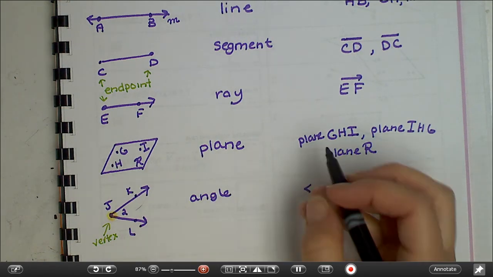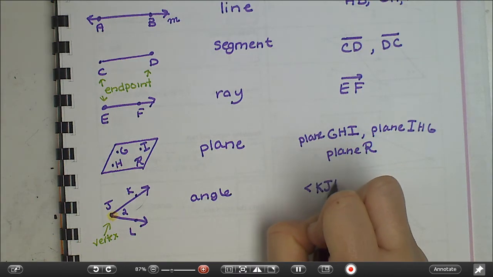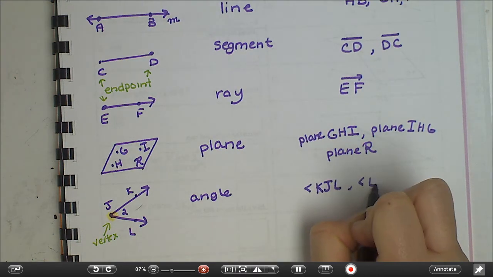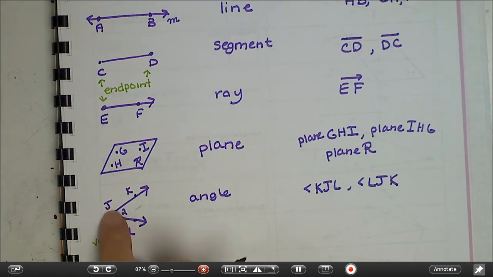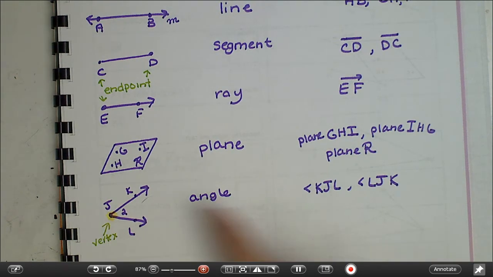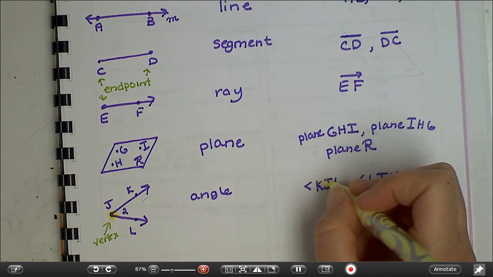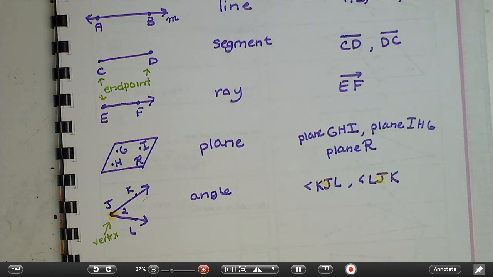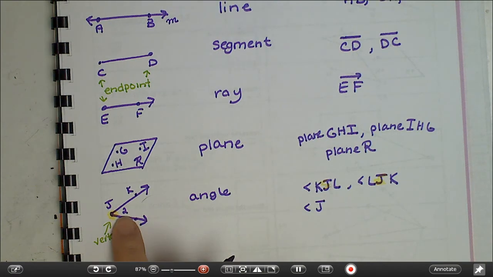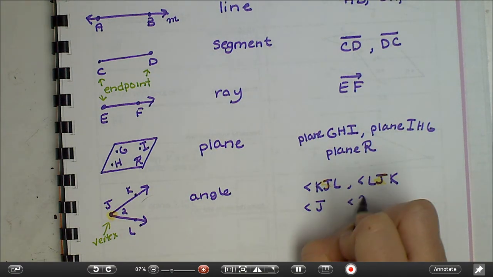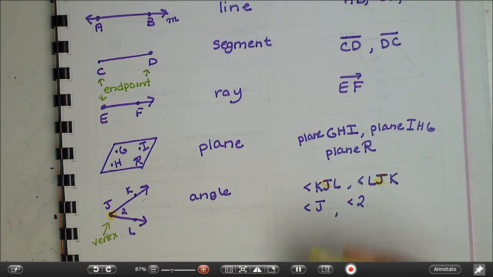So this could be angle KJL. It could also be angle LJK. It could not be angle JKL. So the J has to be in the middle because it's the vertex angle. And you can also name it just by the vertex angle sometimes. And sometimes also there will be a small number in there and you can name it that also. So that would be angle 2. And again, that's the vertex angle.